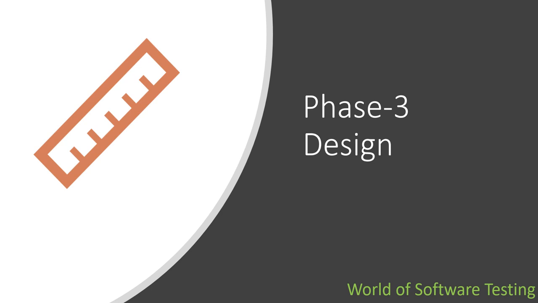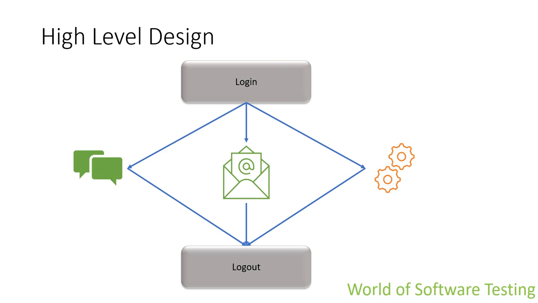So in this phase, two design level documents are prepared. The first one is the high level design document. So HLD, that is the high level design. It is the overall system design. It describes the relation between the modules and the functions of the system. It also includes the interface relationship and the dependencies between the two modules.